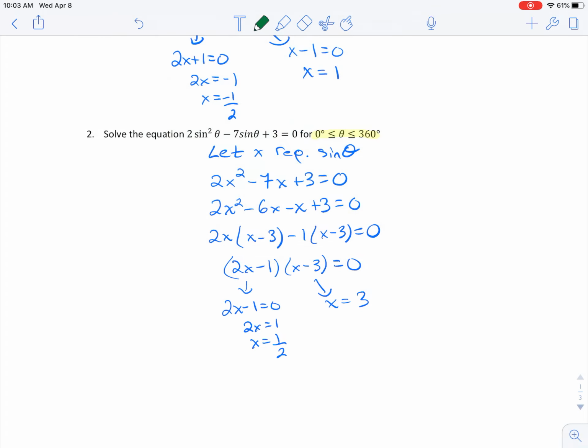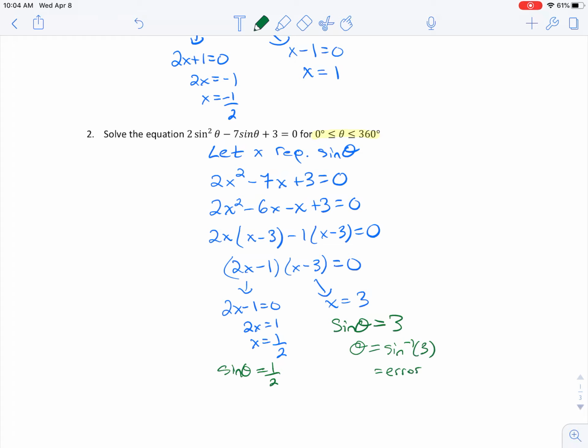Now I can go back and say, what was x? x was sine of theta. I'm going to do the right one here first. Sine of theta equals 3. And this other one is sine of theta equals 1/2. If I want to solve for this, and it's not an exact value that I recognize from my trig or my special triangles, you just say theta is going to be the inverse sine of this. I chose this one because I know it's not going to work. I know that this is going to be an error.